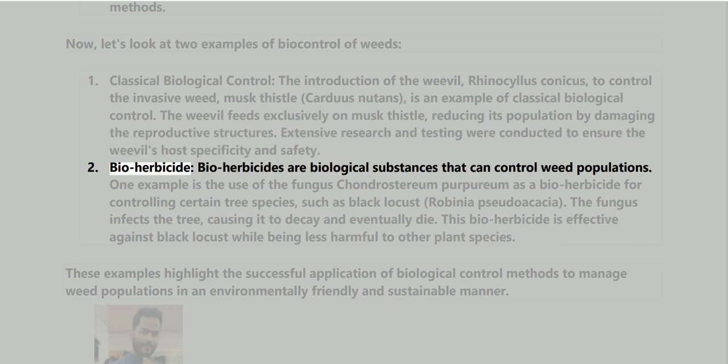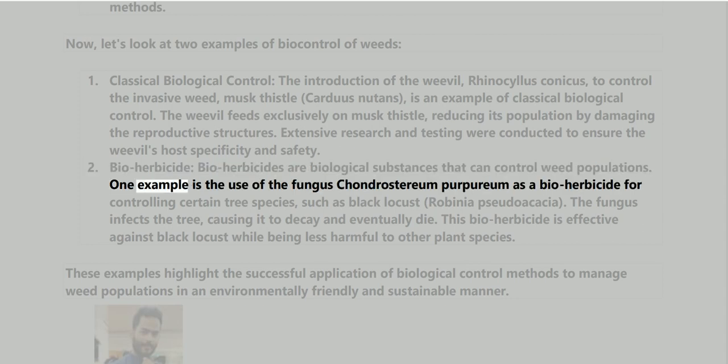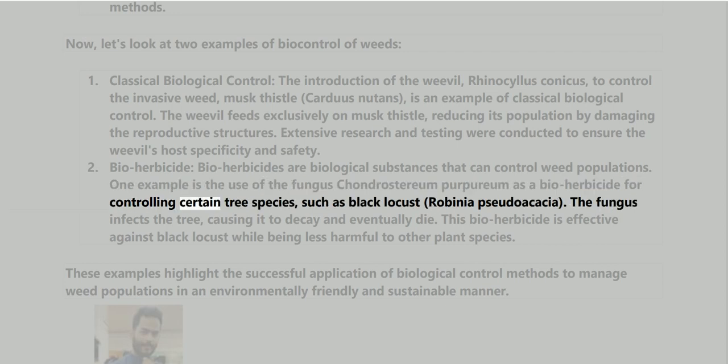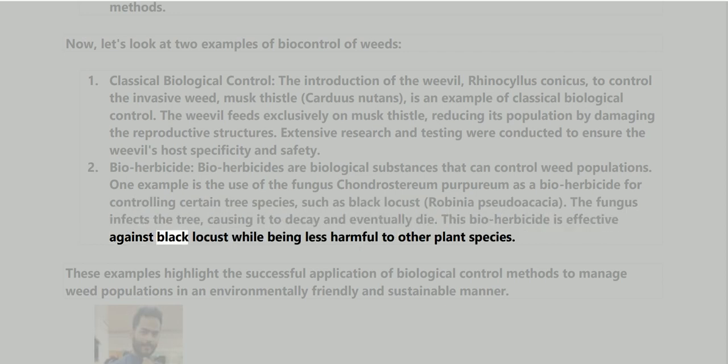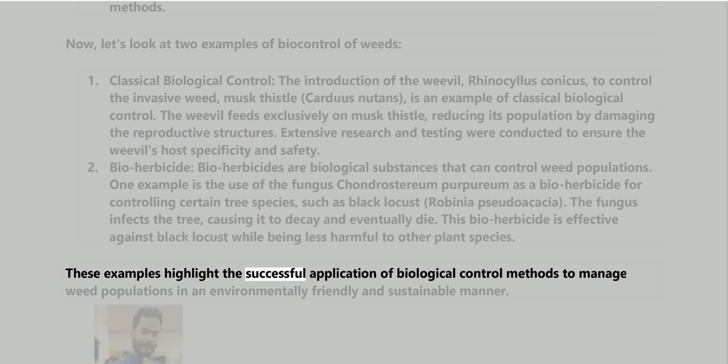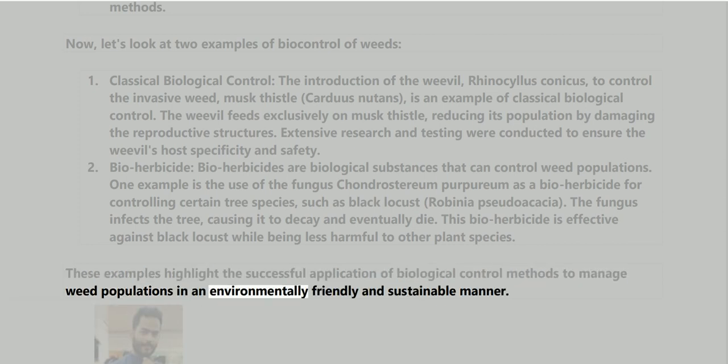2. Bioherbicide. Bioherbicides are biological substances that can control weed populations. One example is the use of the fungus Chondrostereum purpureum as a bioherbicide for controlling certain tree species, such as black locust, Robinia pseudoacacia. The fungus infects the tree, causing it to decay and eventually die. This bioherbicide is effective against black locust while being less harmful to other plant species. These examples highlight the successful application of biological control methods to manage weed populations in an environmentally friendly and sustainable manner.